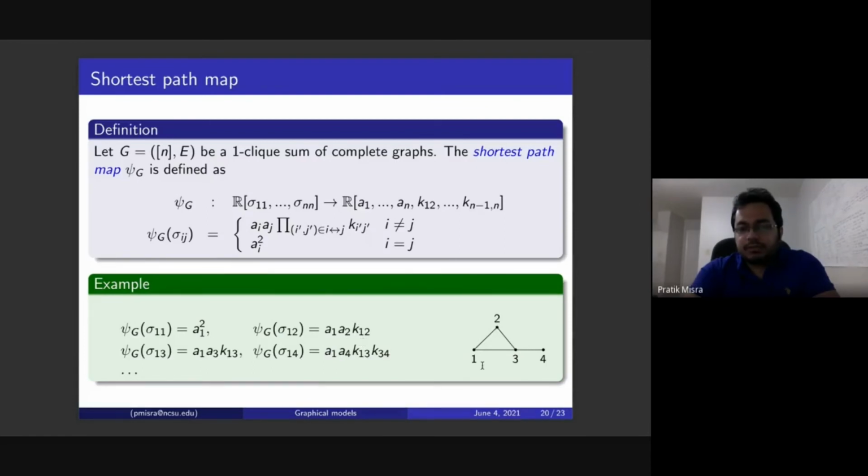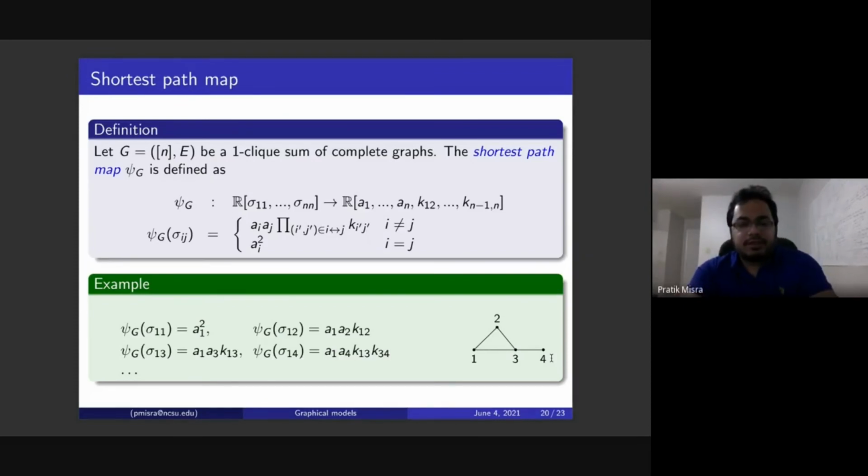Similarly, if you look at sigma 1,4, then we know that the shortest path from 1 to 4 is the path from 1 to 3, and then from 3 to 4. So the corresponding image in the shortest path map for sigma 1,4 was a1 times a4 times k1,3 times k3,4. So that's how the shortest path map is defined.